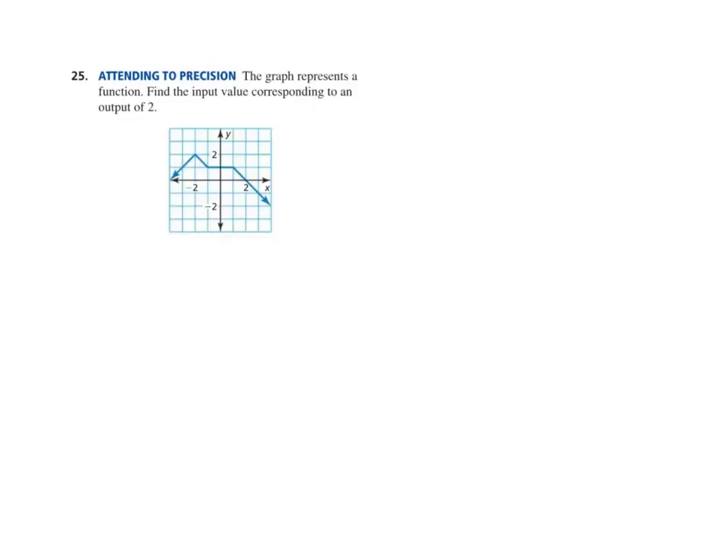Question number 25. The graph represents a function. Find the input value that corresponds to an output of 2. So remember, when we do an input-output, your x is your input, your y is your output. So they want to know the output when it is 2. And if we look at the graph, where is my output 2? Where is my y value 2? The only place that the y value is 2 is when the x value is negative 2. Negative 2, 2 is the value corresponding. The input value that's corresponding to the output of 2 is negative 2.